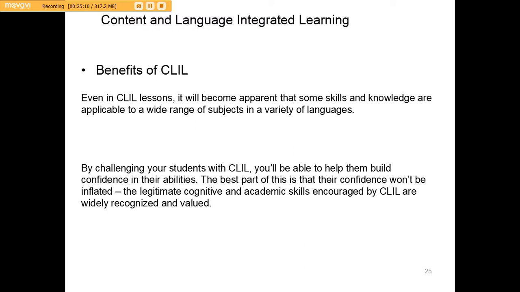Also, by challenging your students with CLIL, you'll be able to help them build confidence in their abilities. The best part of this is that their confidence won't be inflated. The legitimate cognitive and academic skills encouraged by CLIL are widely recognised and valued.